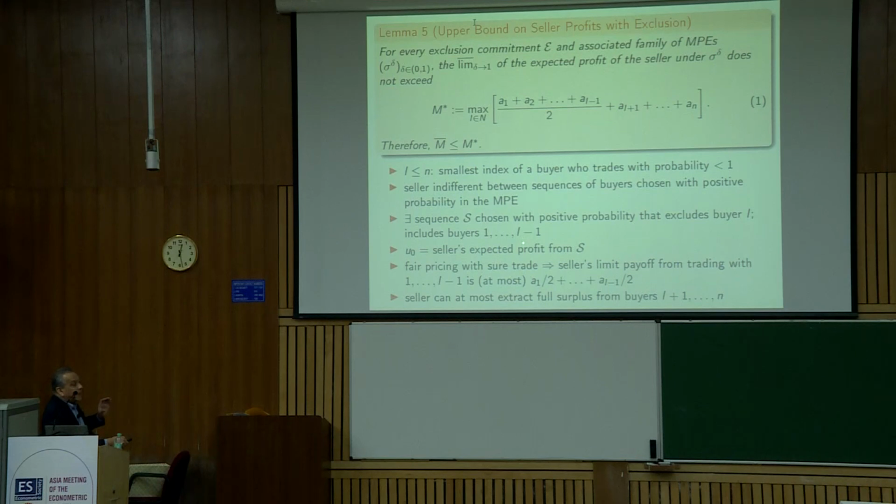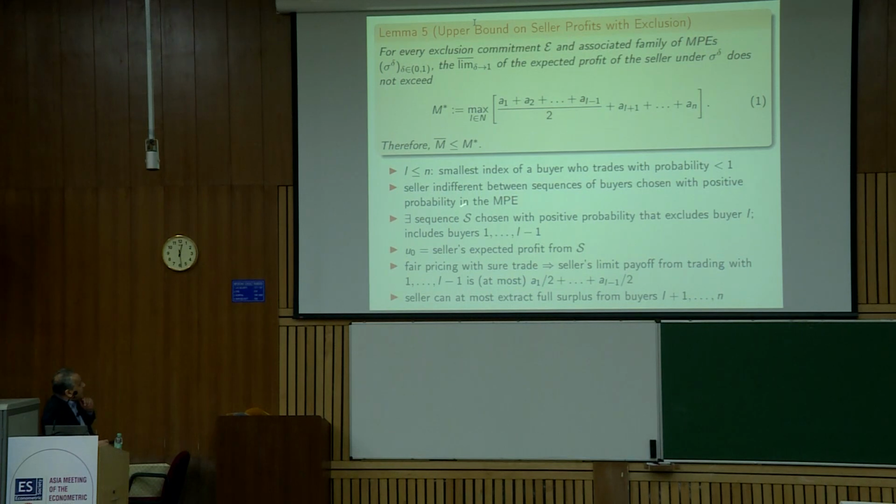So an optimal strategy for the seller is to actually trade with buyers 1 through L minus 1 with probability 1 and exclude buyer L, because in equilibrium the seller does not trade with L with probability 1. Okay? So there are strategies that the seller uses which entail excluding buyer L, and those strategies have to be optimal, right? So the seller has to be indifferent across all pure strategies in their support when they're using a mixed strategy, and in particular the pure strategy that involves excluding buyer L is a pure strategy in the support of the seller's optimal mixed strategy. Okay?